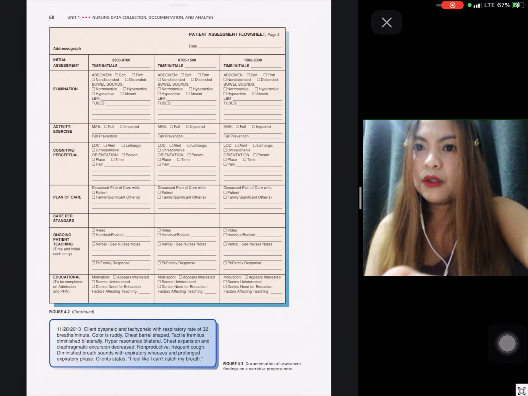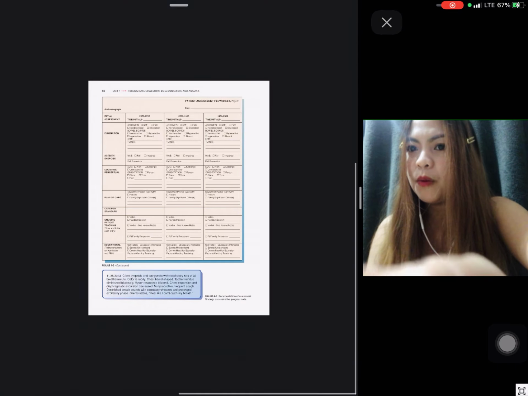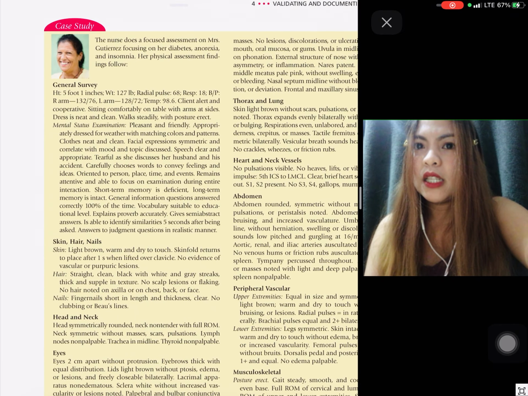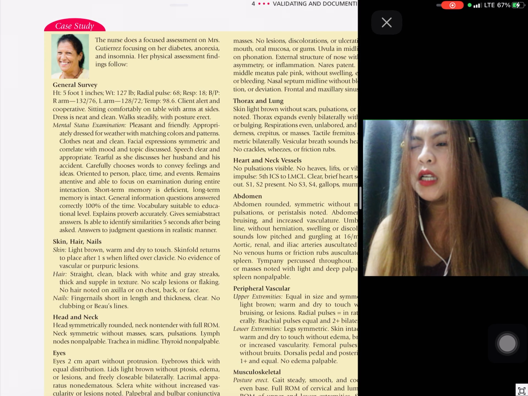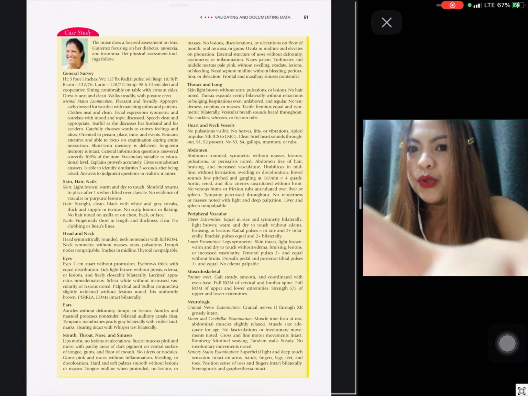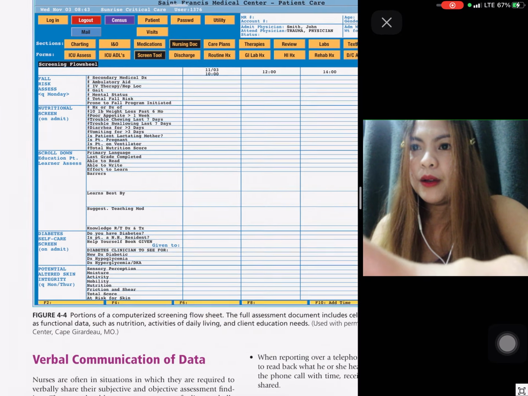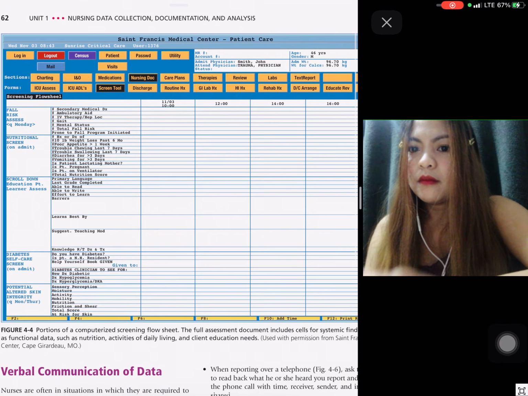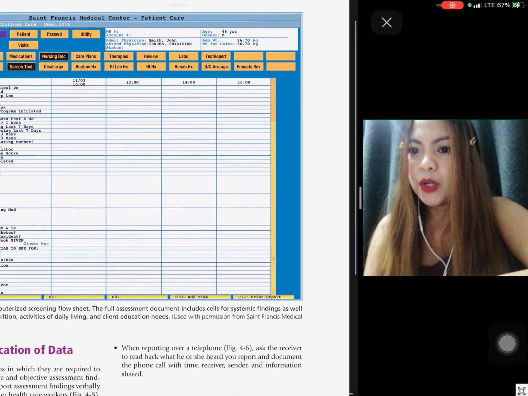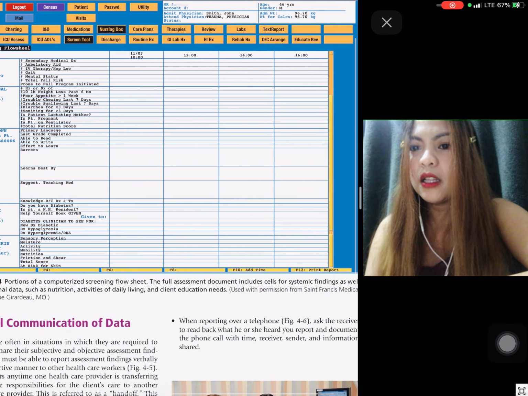Next, ito ulit si case study natin. Si Ma'am Mrs. Gutierrez. So, nakuha na natin yan lahat. Nabasa na natin yan lahat. So, ito na yung pinakabuo niya. Next naman, dito tayo sa may, ito yung tinatawag na portions of a computerized screening flow sheet. The full assessment document includes set of systemic findings as well as functional data as nutrition, activities of daily, and client education needs. So, dito mo na i-input lahat. Type mo na lang lahat ng nakuha mong assessment. Okay? Computerized yan. Yan yung computerized screening flow sheet.